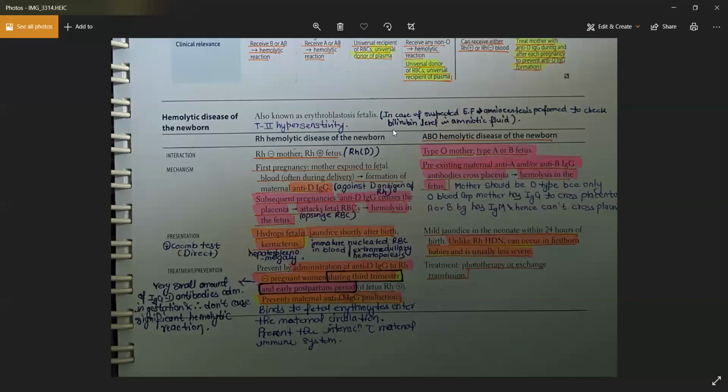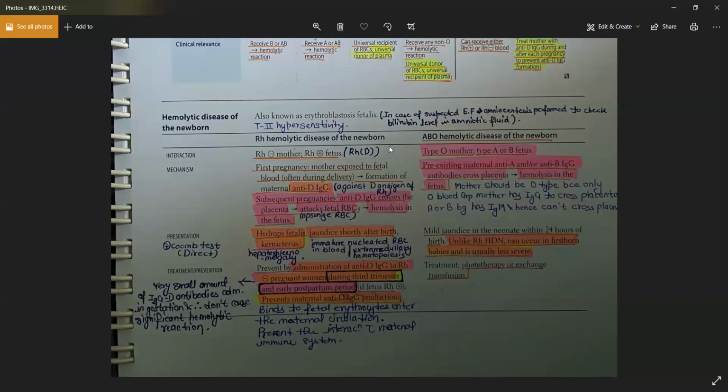I have one question. Yes. The level of bilirubin is checked during the second pregnancy, right? Yes. Because the first will be absolutely normal. Nothing is going to happen the first time, right? Yeah, right. This case is only for the second pregnancy.